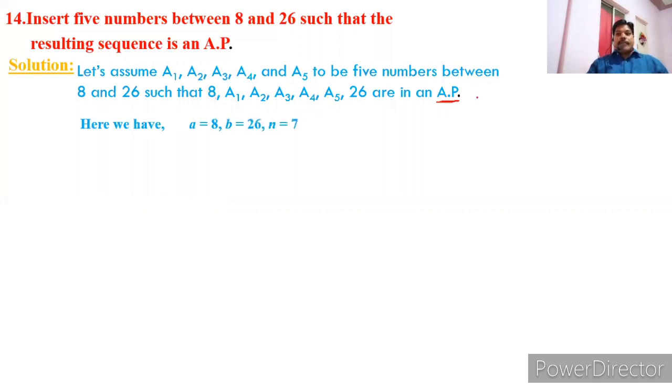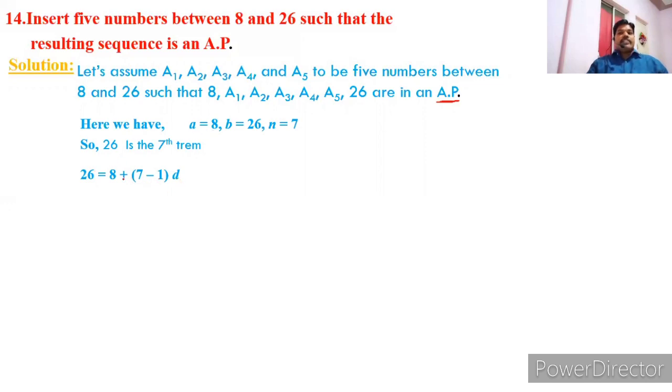In this arithmetic progression, already we know the first term. What is the first term? The first term is 8. Observe that the last term is b, b is equal to 26. How many terms are here? 1, 2, 3, 4, 5, 6, 7. Total 7 terms are there. So that means 26 is the seventh term. 26 is the seventh term. What is the nth term formula? That is nothing but a plus (n minus 1) into d.